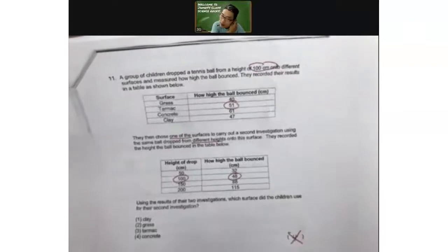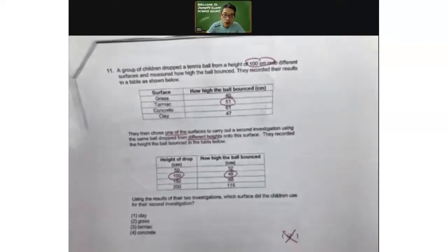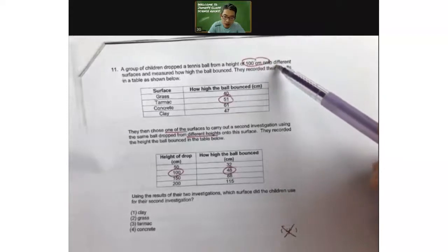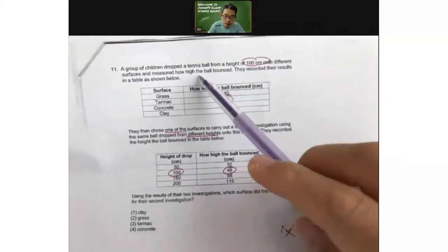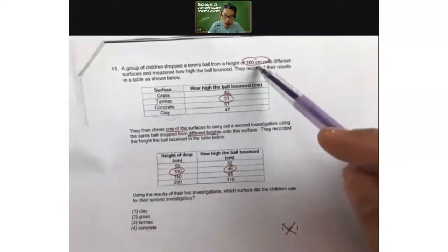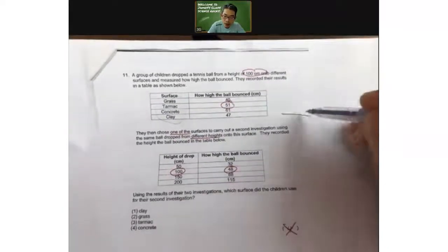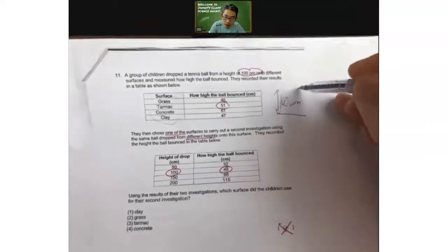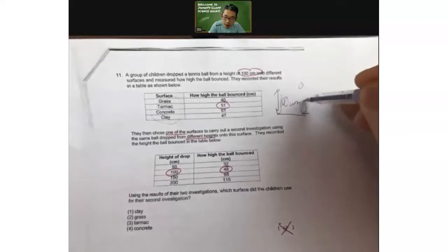Now, a first mistake of the day. A group of children drop a tennis ball from a height of 100 cm onto different surfaces. Measure how high the ball bounced. These different surfaces, and they all drop from the same height of 100 cm. So 100 cm. They drop the ball on and they measure how high it bounces.